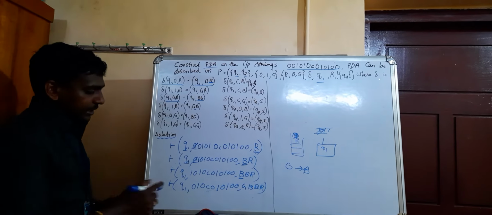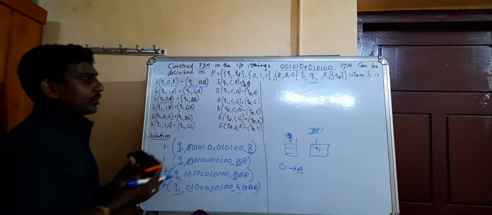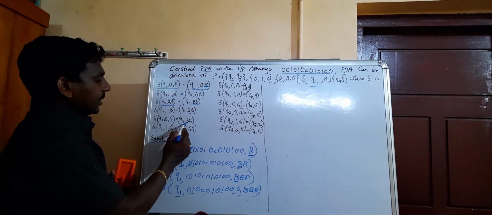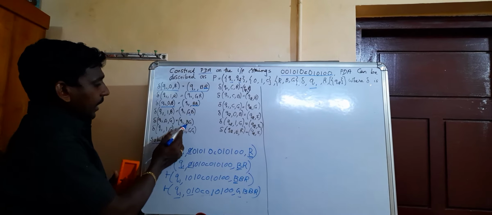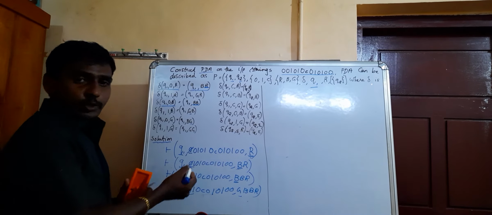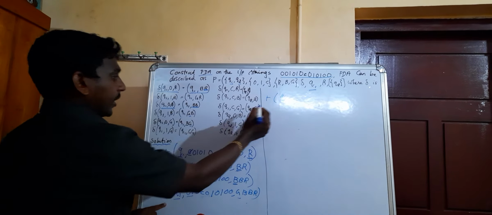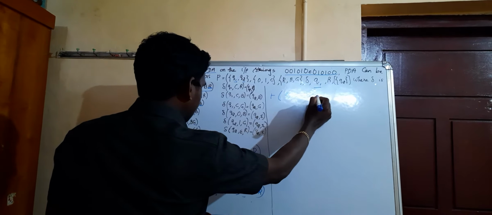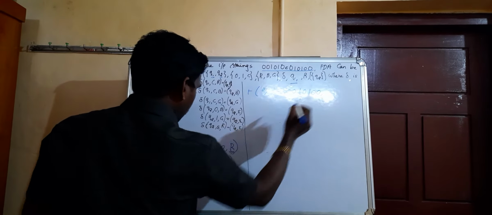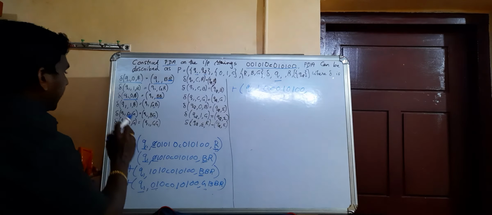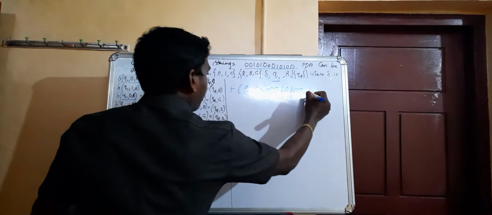Clear? Again I have to check Q1 0 G. Whether Q1 0 G is there? Yes, Q1 0 G. B is already there and G is already there, so B is pushed into the stack. The state is also Q1, right? Q1 1 0 C 0 1 0 1 0 0 comma B is pushed into the stack. So Q1 0 G, it is there. So B G B B R.